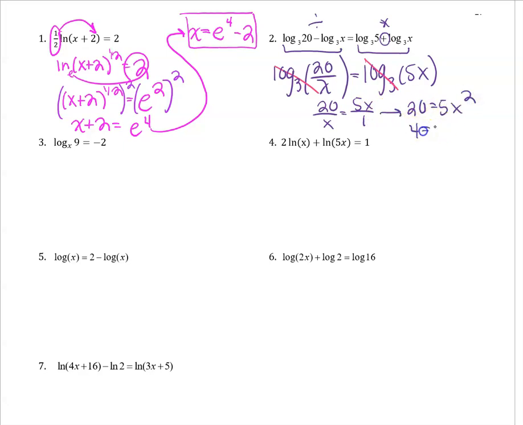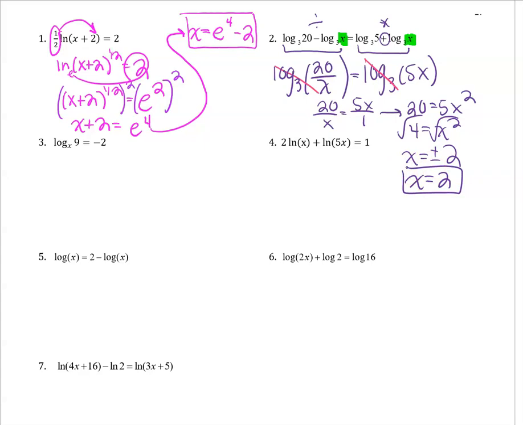Divide by 5. And this is another one of those scenarios, guys, where technically you're getting 2 solutions, plus or minus 2. However, because your argument here is x, you can't have negative 2 as a solution, so x will equal positive 2.